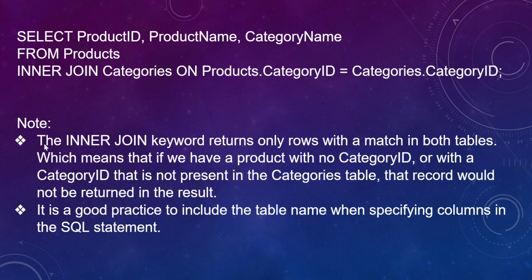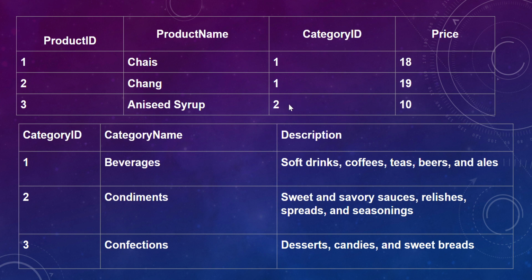One important point that we should note here is that the inner join keyword returns only rows with a match in both the tables, which means that if we have a product with no category ID or with a category ID that is not present in the category table, that record would not be returned in the result. For example, if there is a category ID 4 in the product table but no category ID 4 in the category table, then that particular row will not be included in the final output. Similarly, if we have a category ID 5, but 5 is not there in the product table, then that particular row or data will also not be included in the final output.